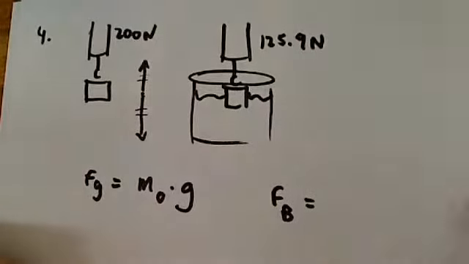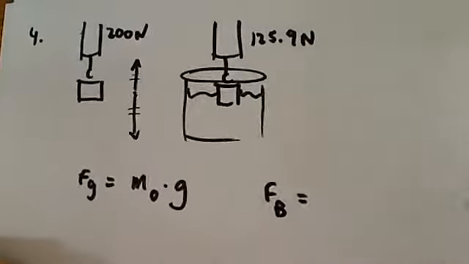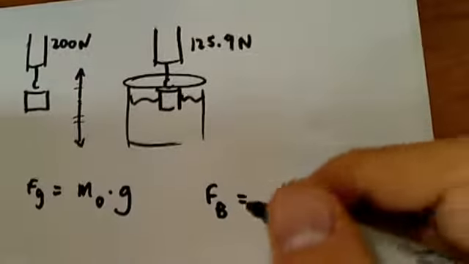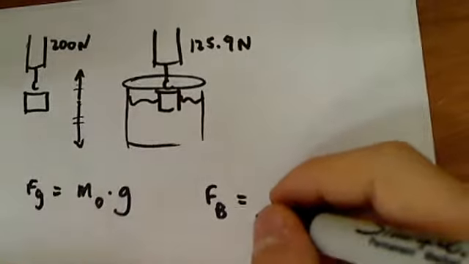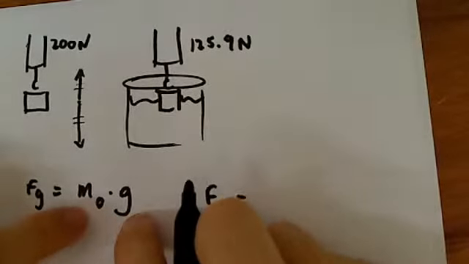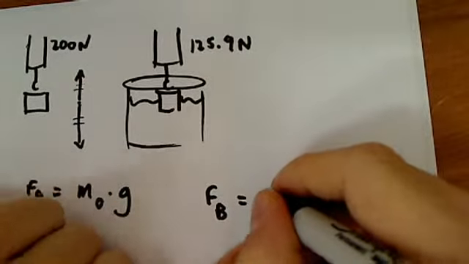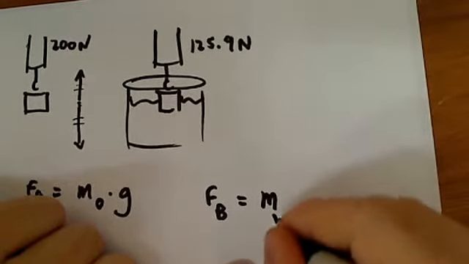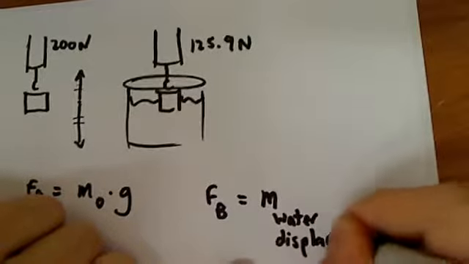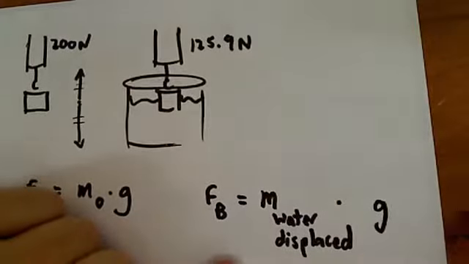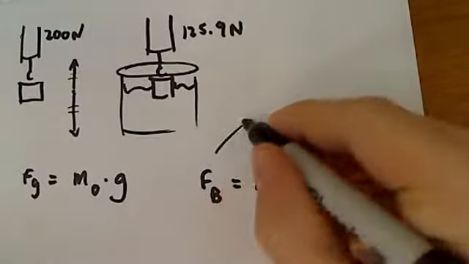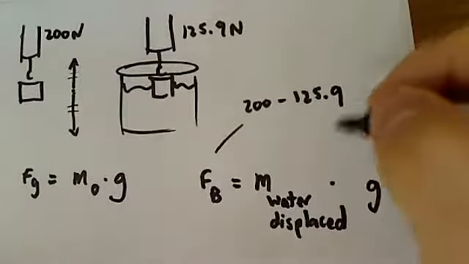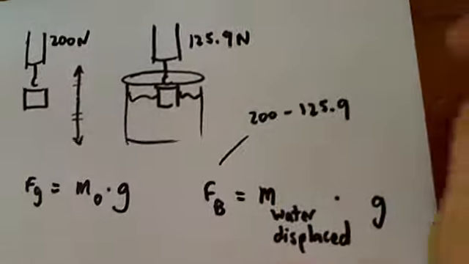Now we also know the buoyant force is the weight of water that it displaces. What does that mean? Well, the weight is like mass times gravity of the water that it displaces. So the mass of the water displaced times gravity. This number is going to be 200 minus 125.9. It's the difference between these two.